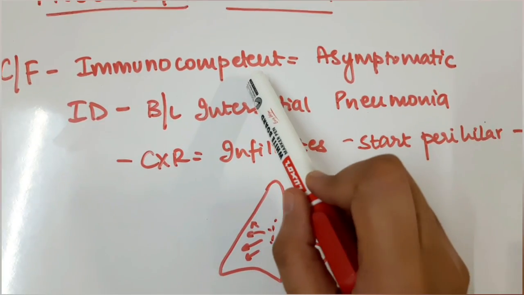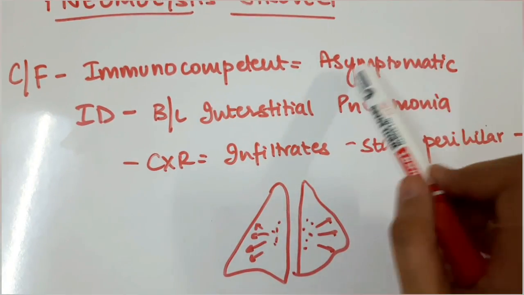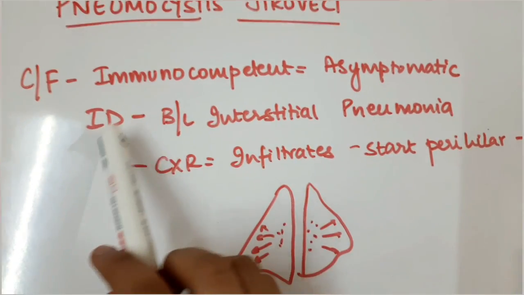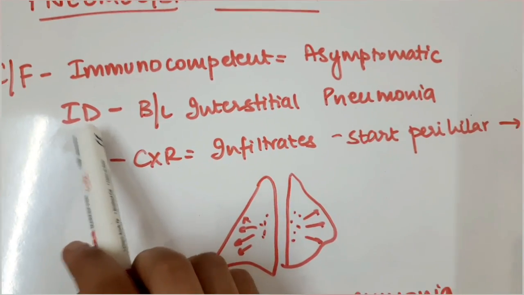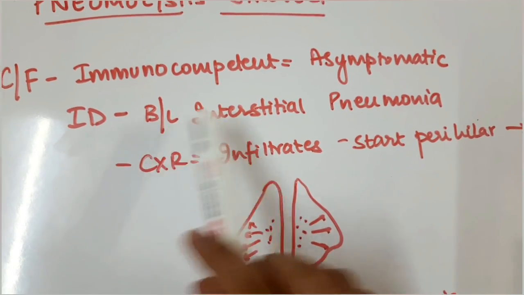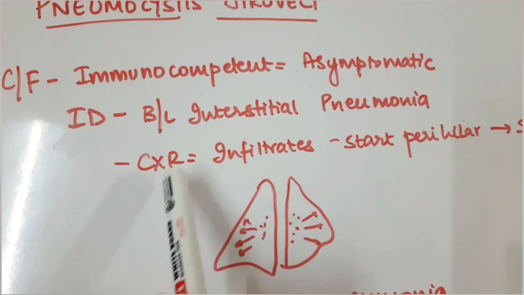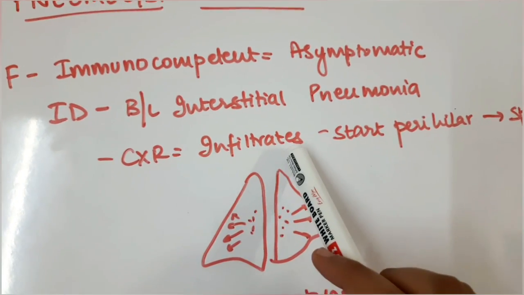In an immunocompetent patient, the infection will be asymptomatic, so there will be no development of symptoms. Whereas in immunodeficient people, the disease that develops is a bilateral interstitial pneumonia. So it is an interstitial pneumonia where the chest X-ray will show infiltrates.